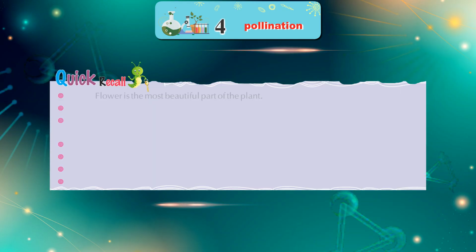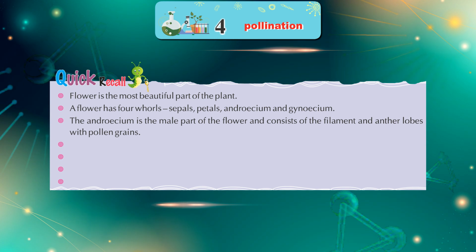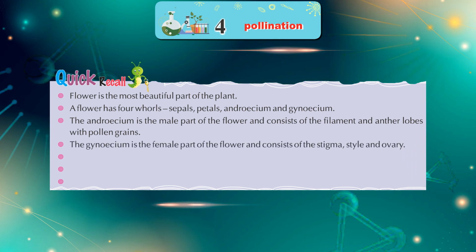Quick recall. Flower is the most beautiful part of the plant. A flower has four whorls: sepals, petals, endoecium, and gynoecium. The endoecium is the male part of the flower and consists of the filament and anther lobes with pollen grains. The gynoecium is the female part of the flower and consists of the stigma, style, and ovary.